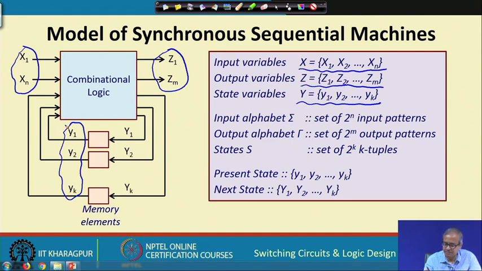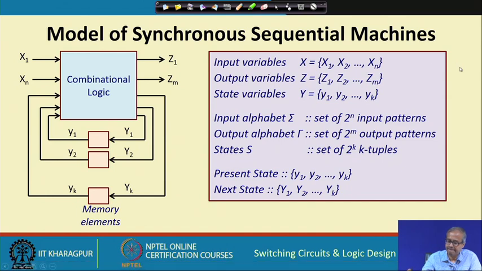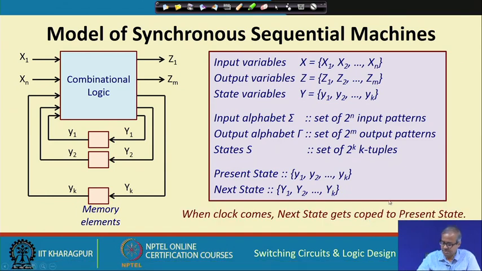Now, according to our definition of FSM, the input alphabet consists of all possible input combinations. Because there are n inputs, there will be 2 to the power n such combinations. Similarly, for the output alphabet, there are m outputs, so 2 to the power m combinations. And for the states, there are k state variables, so there will be 2 to the power k states. As this diagram shows, small y1 to yk is my present state, and the capital Y1 to Yk, which is fed to the input of the memory elements, is my next state. The clock is not shown; when the clock comes, the next state is copied to the present state. Right?